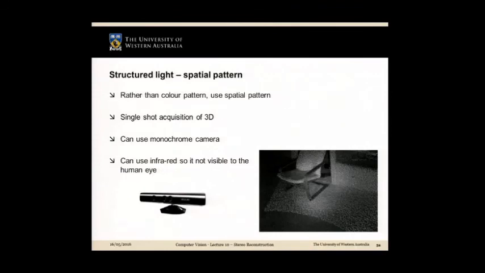In the case of the Kinect sensor, an infrared light is projected on an object, and that gives you 3D information about that particular object. The good thing about infrared light is it's not visible to us, and you can easily capture a 3D scene using a Kinect.